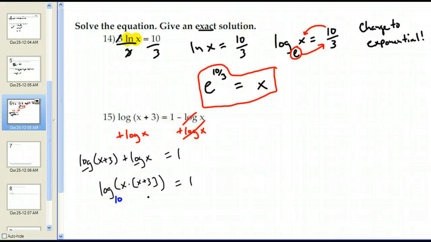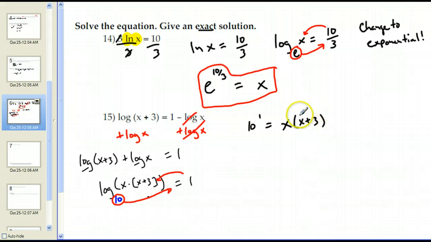And then I'm going to do exactly what I did in the last problem. This is the base. We take that across to that power and set it equal to what's in the parentheses. So that means I'm going to take 10 across to the first power, that's my exponent, equals all this stuff in the parentheses, x times x plus 3. Now distribute your x through here. You got x squared plus 3x equals 10. This is a quadratic equation.